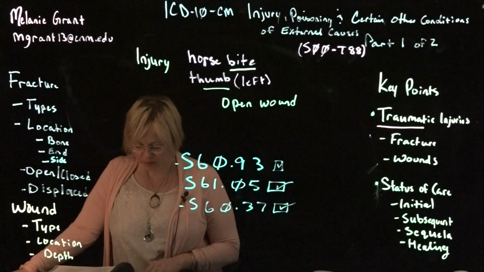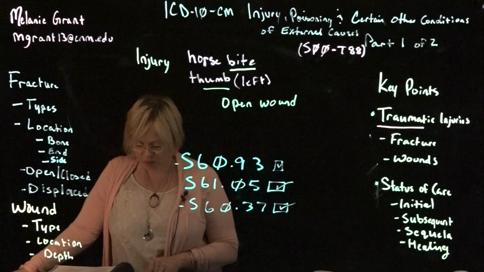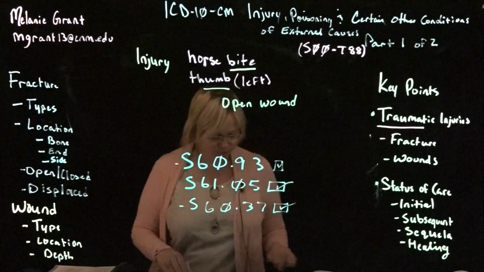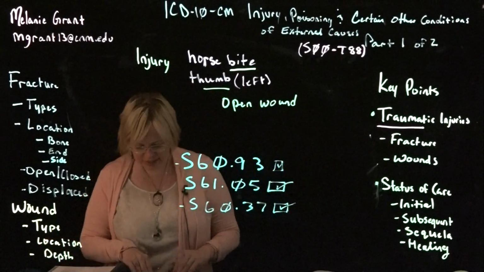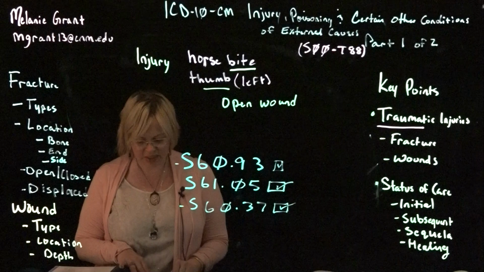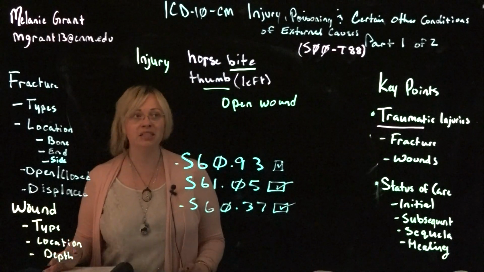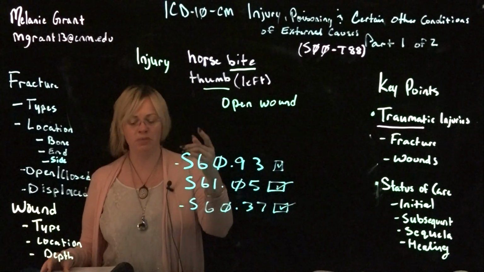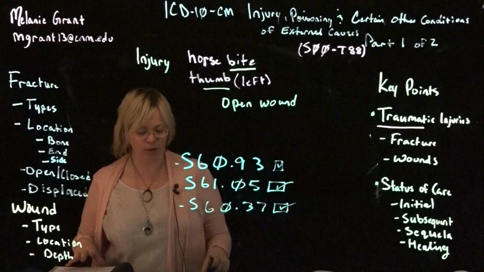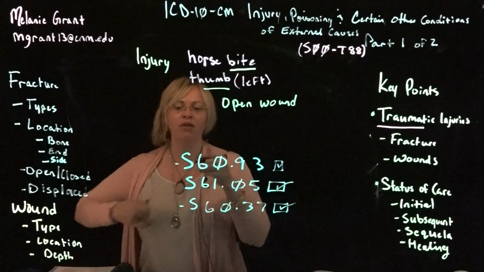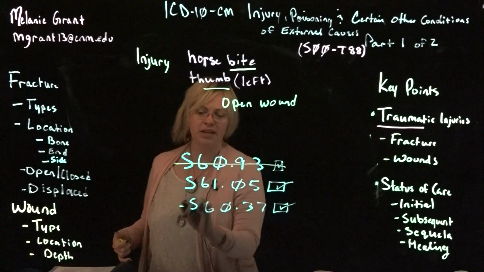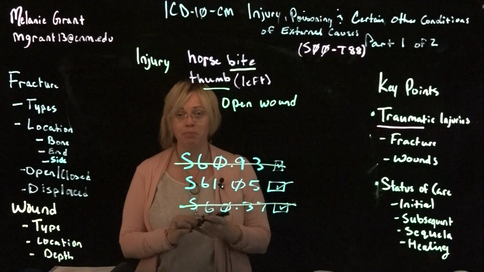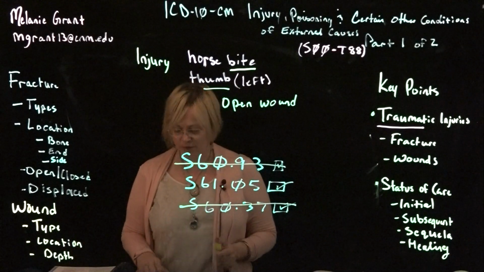And I'm going to compare. S60 applies to superficial injuries of wrist, hands, and fingers, whereas S61 refers to open wounds of wrist, hands, and fingers. In this case, because the wound itself was open from the bite, S61 is going to be more appropriate than S60. And so I'm going to take these off of my list and say that most likely my code is going to be S61.05 something and continue from there.